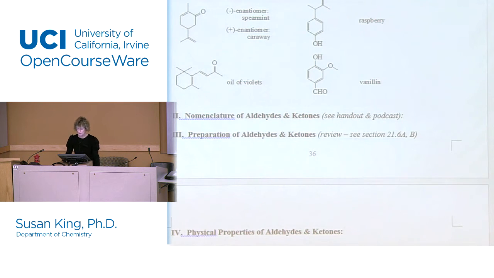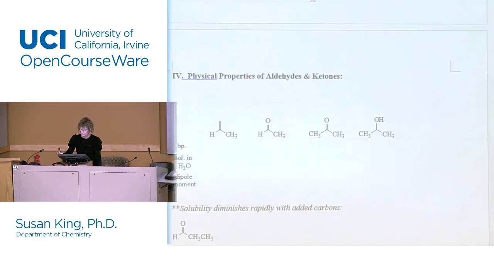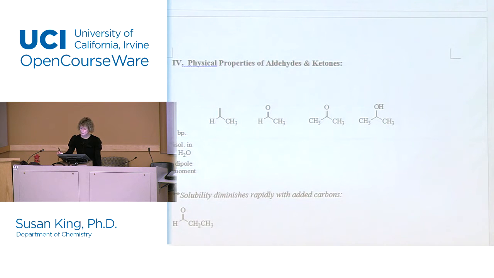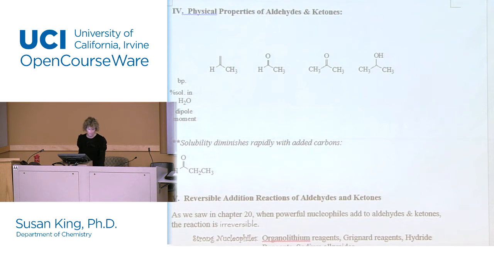Nomenclature of aldehydes and ketones. We're going to wait till next chapter to do our nomenclature. Okay, so right now we're going to shelve that. Preparation of aldehydes and ketones, those are the sections you want to review. Chapter 21, 6A and B. We just had that, right? So we don't need to do that now. Physical properties of aldehydes and ketones. We'll jump right ahead here.